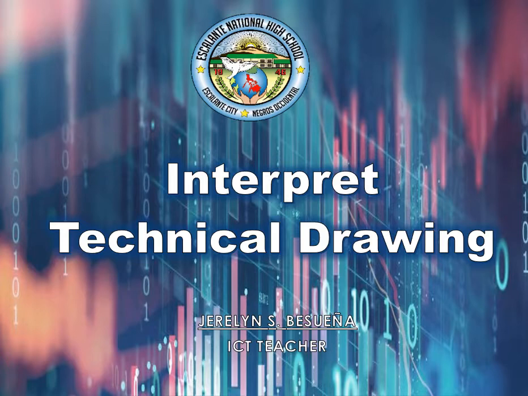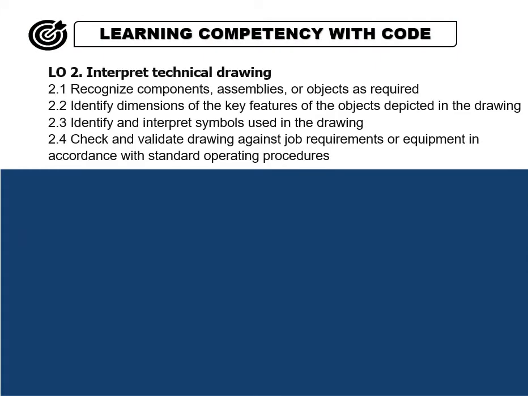Our new topic is about interpreting technical drawing. The learning competencies this week are: recognize components, assemblies, or objects as required; identify dimensions of the key features of the objects depicted in the drawing; identify and interpret symbols used in the drawing; and check and validate drawing against job requirements or equipment in accordance with standard operating procedures.